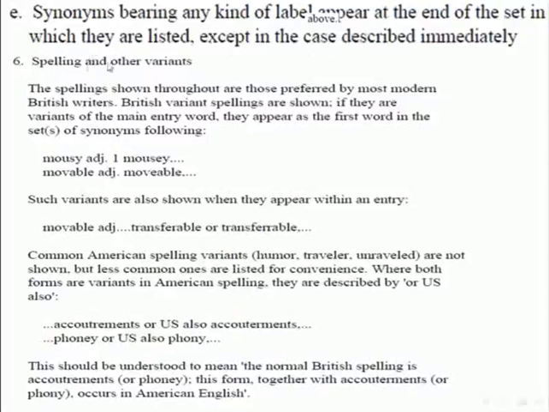6, spelling and other variants. The spellings shown throughout are those preferred by most modern British writers. British variant spellings are shown. If they are variants of the main entry word, they appear as the first word in sets of synonyms following. Mousy, adjective, number 1: mousy. Movable, adjective: movable.